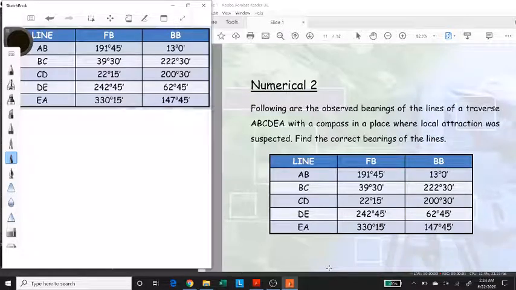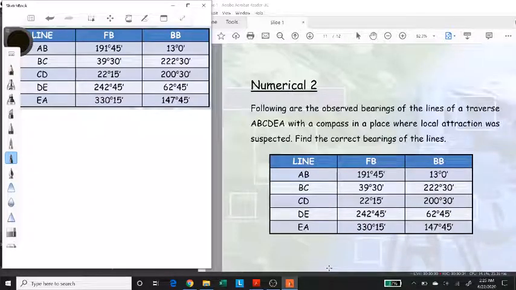Now we have the second numerical, and what we have to do in this is that we are given observed bearings of the lines of a closed traverse. So we have a closed traverse A, B, C, D, E, and the bearings for all the sides, forward bearings and back bearings, are given. And it was done in a place where local attraction was suspected, and we need to find out the correct bearings of the lines. So they already tell us that the local attraction was suspected.